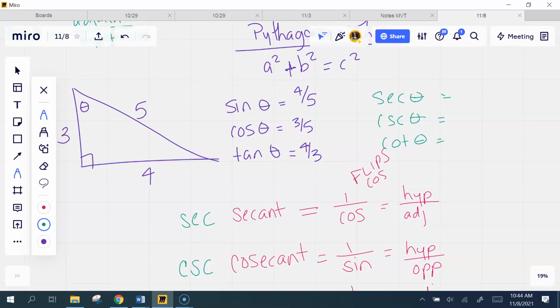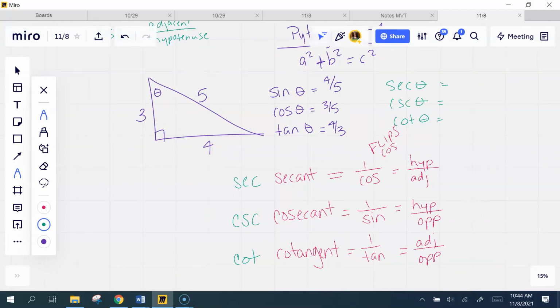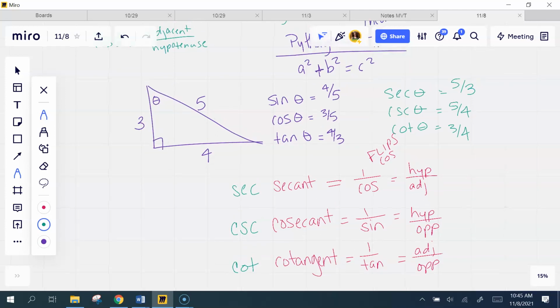Oh, do you have to put theta? Is that what you were asking? You do have to put theta if you're finding a value. How about secant theta? How about cosecant? Like a tangent. Let's crank it up a notch. How about it? Y'all got that?